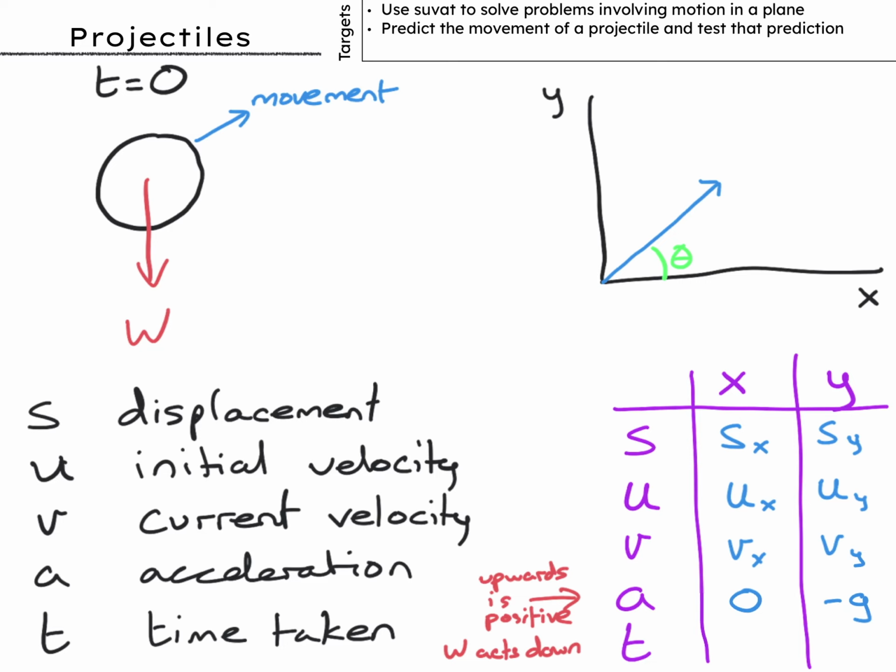Alright, hold on. That means that, look at vx. What can we say about vx? Well, since the horizontal acceleration is 0, vx equals ux. So let me change that. The last one is t. Since time works for both directions, I don't need to write tx and ty.